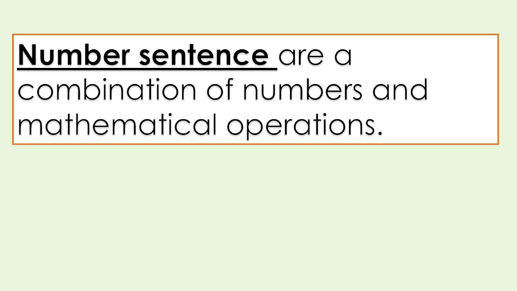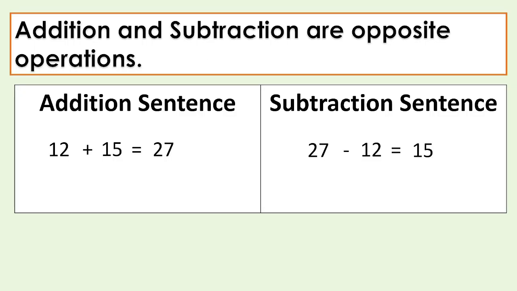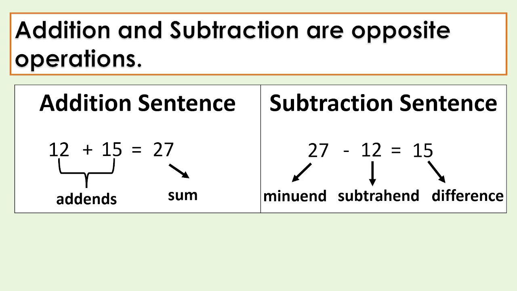Day 3. Number sentences are a combination of numbers and mathematical operations. Finding the missing numbers. Addition and subtraction are opposite operations. An addition sentence's opposite is a subtraction sentence, meaning that if you have an addition equation, you can create a related subtraction equation using the same numbers. Essentially, you undo the addition by subtracting one of the addends from the sum to get back to the other addend.